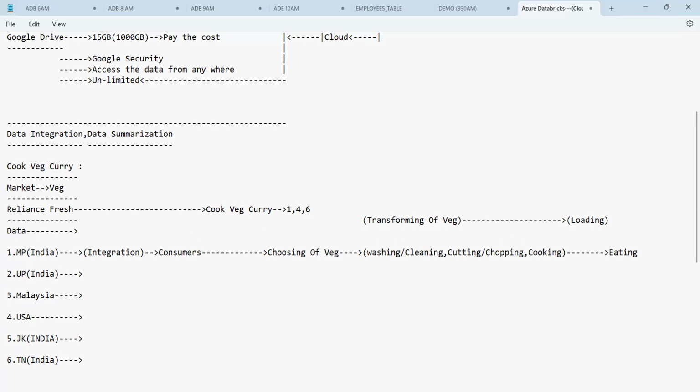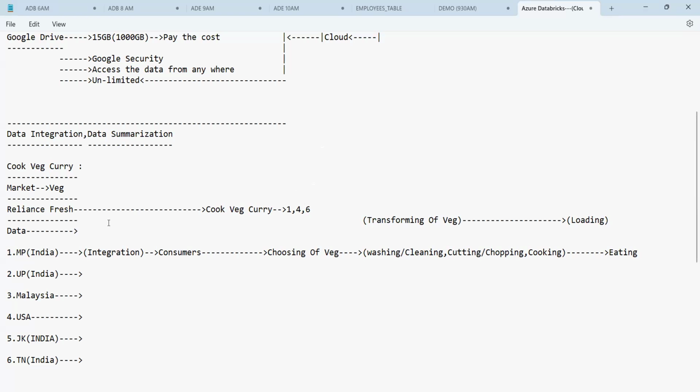That means the data is available in the US, in Tamil Nadu, in Malaysia. From all these sources, whenever you access the data and keep it at one place, that is called as integration of data. Suppose in the US the data is in some server, and somewhere else in Tamil Nadu it is in the form of files, databases, or a cloud. Wherever the data is available, you get all this data under one roof.